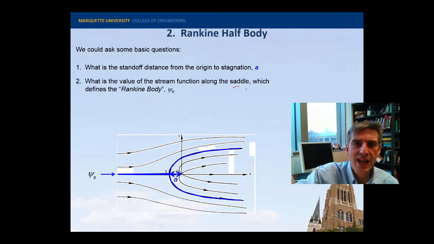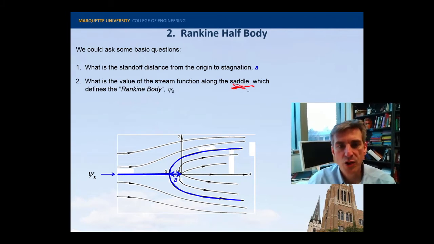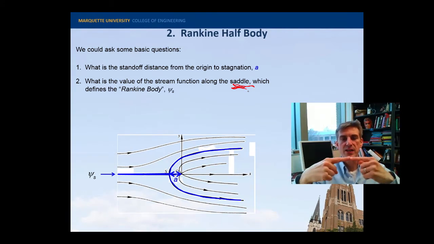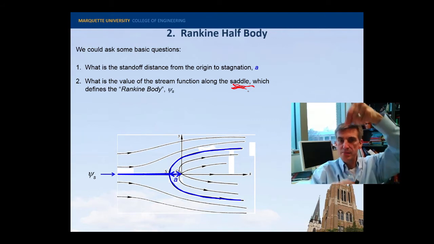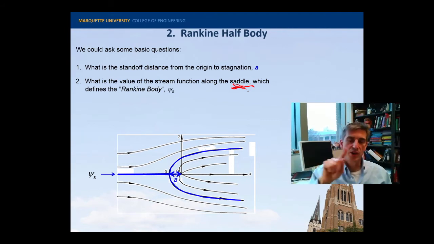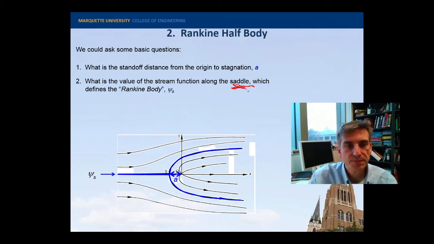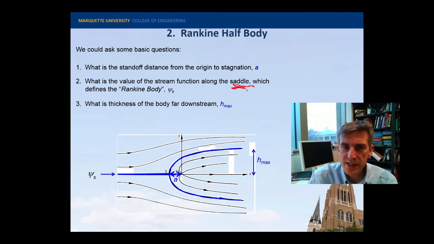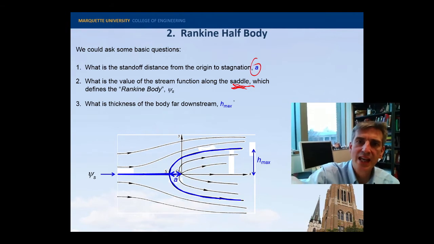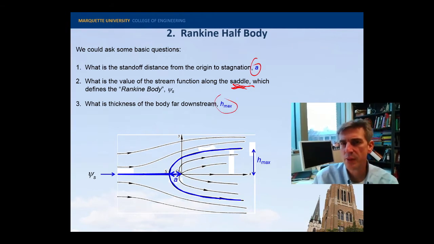And I've used the word saddle here because that's a word from mathematical morphology, manifold theory. When two streamlines come together and intersect at a point, and then they emit away from that point, it is called a saddle. And so the value of the stagnation streamline is the streamline that passes through stagnation and the saddle point. What's the thickness of the body far downstream? So what is this H max far downstream? Between A and H max, it would help us define any body shape that we wanted to, if we were investigating a particular nose shape.